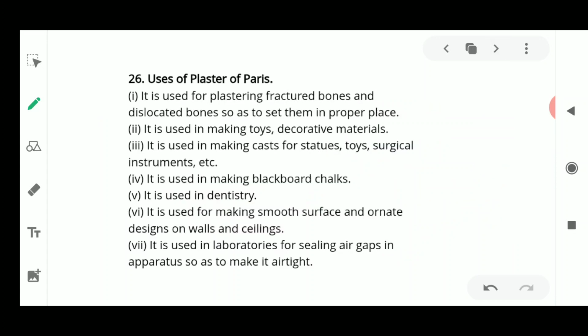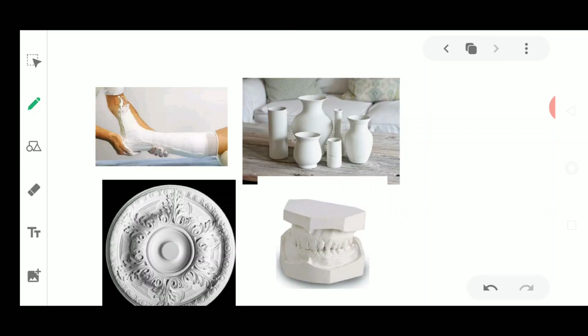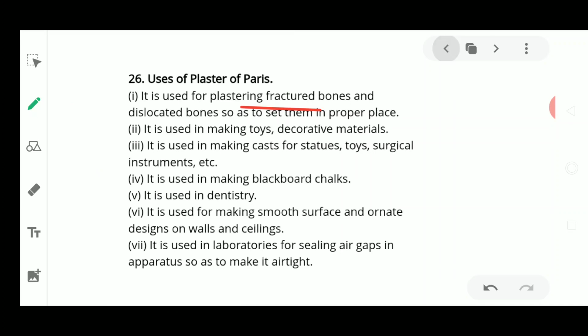Next is, what are the uses of plaster of Paris? One of the most common uses of plaster of Paris is in maintaining fractured bones. Dislocated bones also are set into the right place. I will show you the picture of the use of this plaster of Paris. It is used in maintaining and healing fractured bones, so it is used in making plaster.